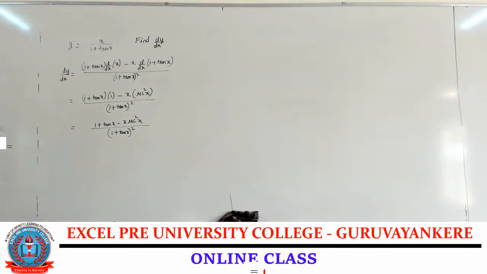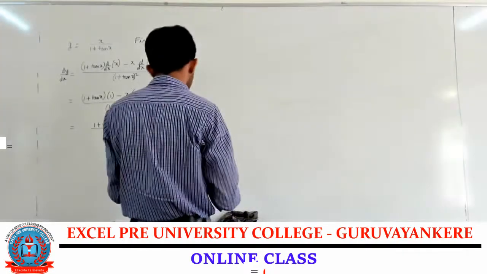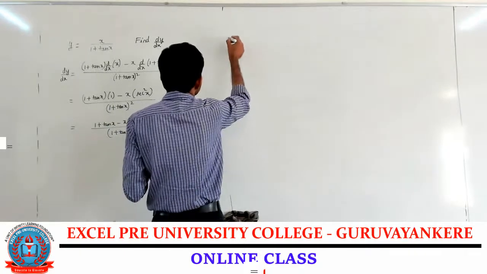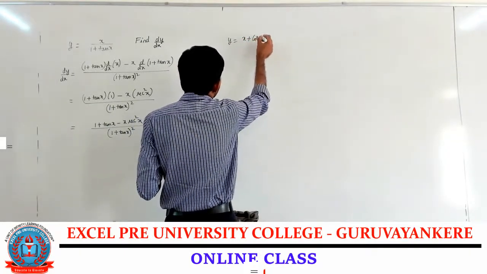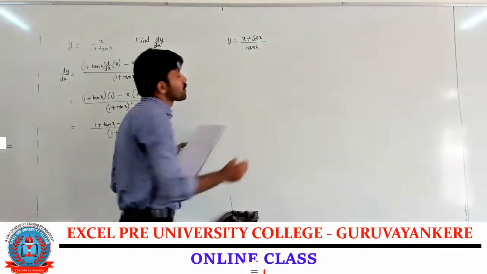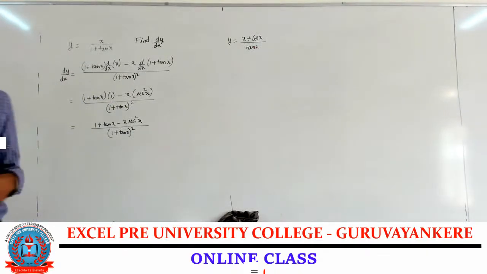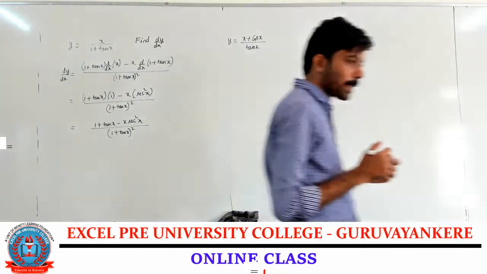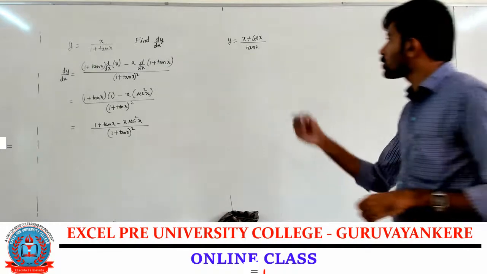Next one, y is equal to x plus cos x divided by tan x. Find dy by dx. Apply the quotient rule for this.